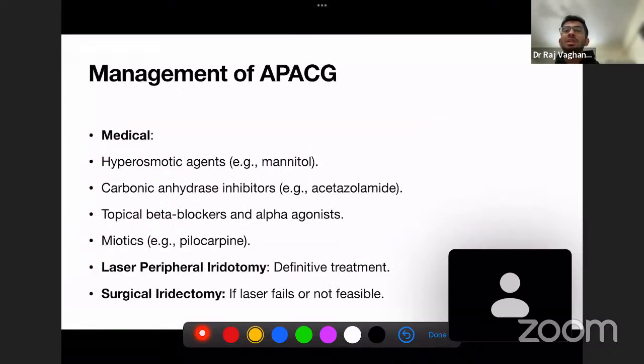So what is the management of angle closure glaucoma? Medical management includes hyperosmotic agents, such as mannitol. You can give mannitol.